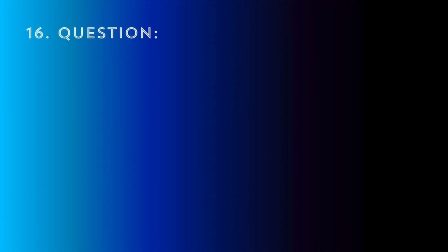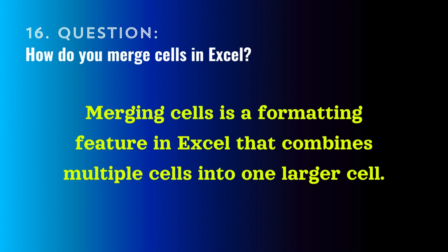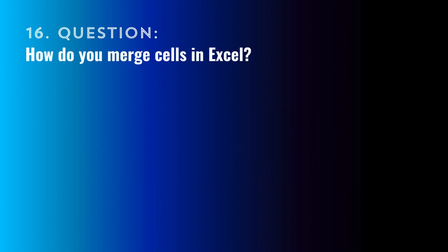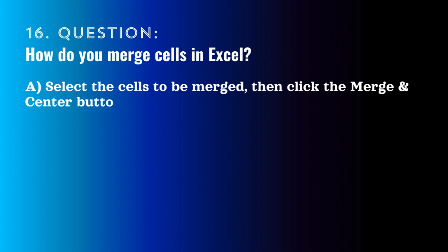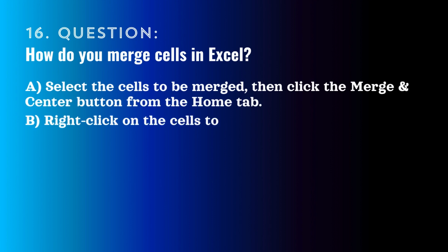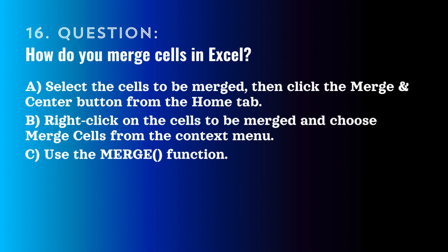Question number 16. How do you merge cells in Excel? Merging cells is a formatting feature in Excel that combines multiple cells into one larger cell. So, choose the right one from the following four. Option A. Select the cells to be merged, then click the Merge in Center button from the Home tab. Option B. Right-click on the cells to be merged and choose Merge Cells from the context menu. Option C. Use the Merge function. And Option D. Press Ctrl plus M.